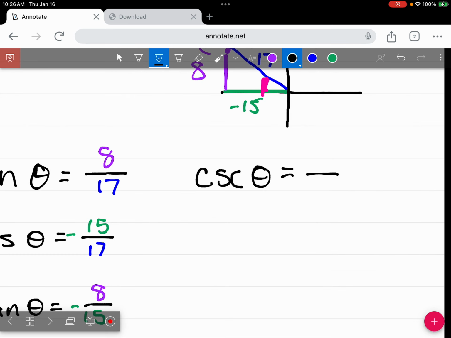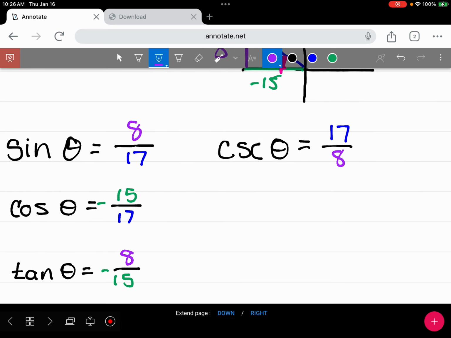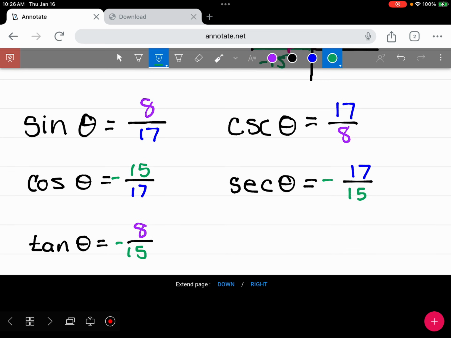17 over 8. It's always the reciprocal. So cosine goes with which one? Secant theta, which is going to be 17 over negative 15, or negative 17 over 15, or with the negative out in front. I feel like the negative out in front is kind of the most universal. It makes it hurt your brain less. But whatever floats your boat.